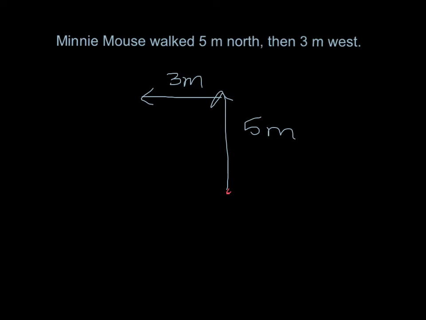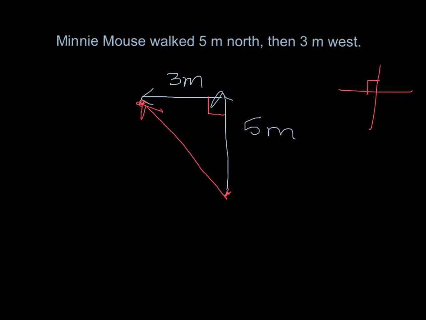But for our displacement, we want to know how far she is from where she started. So here's where she started, here's where she ended, and we'll connect an arrow from where she started to where she ended. And we need to find that. That's not quite as easy, but you notice that north and west, if we did the compass rose again, would be a right angle. So we have a right triangle here. And we know 2 of the sides of a right triangle. How can we find the third side? Think about it. Correct. You can use the Pythagorean theorem.